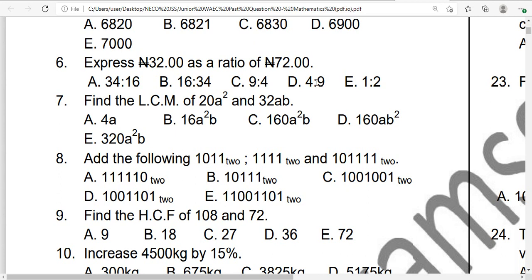Four ratio 9 is different from 9 ratio 4. Are you not seeing the two options there? Correct yourself. The question says express 32 as a ratio of 72. It's simply 32 over 72. It's not 72 over 32.